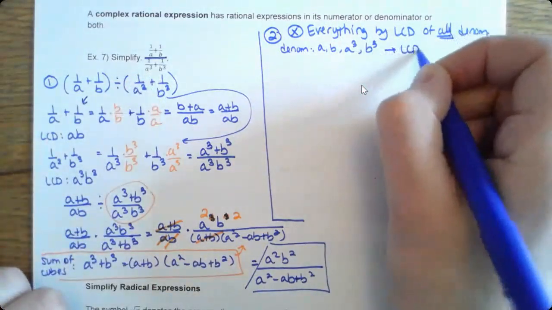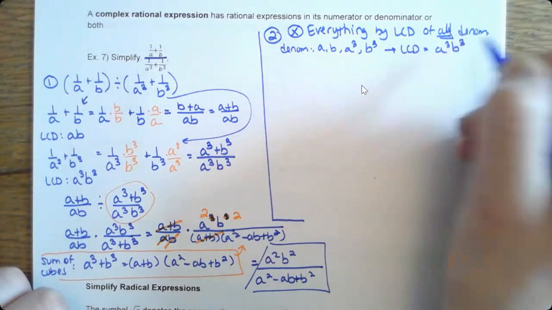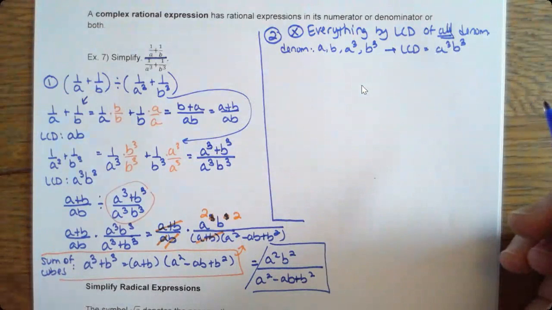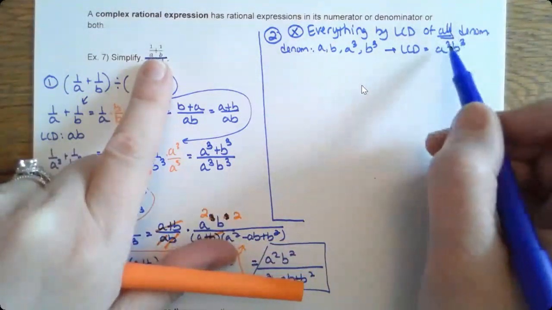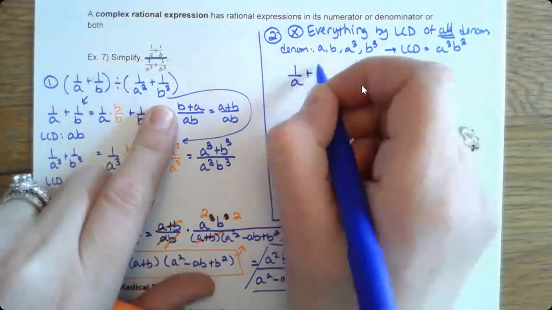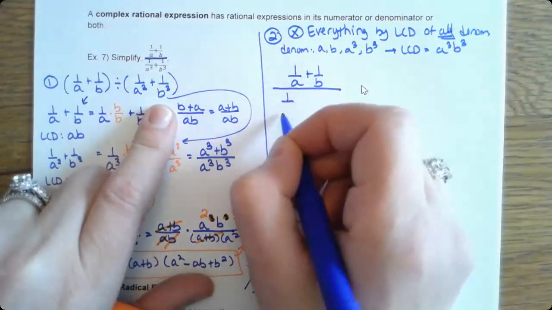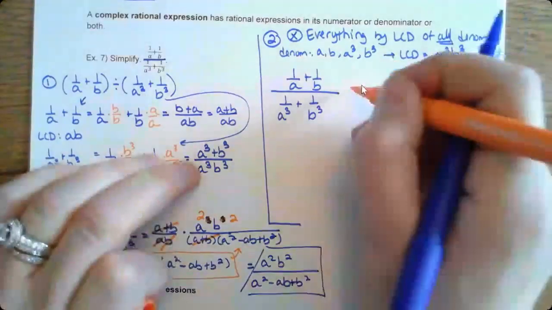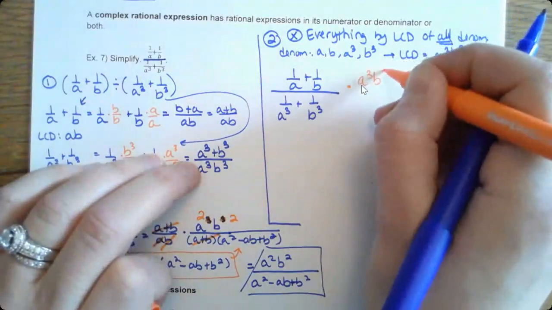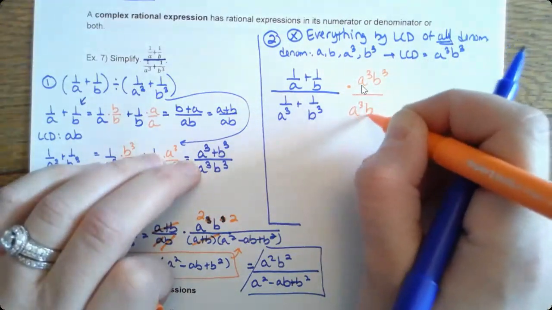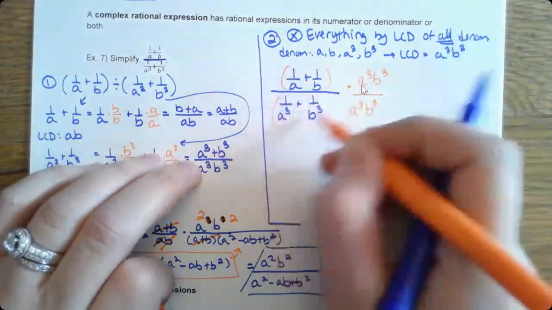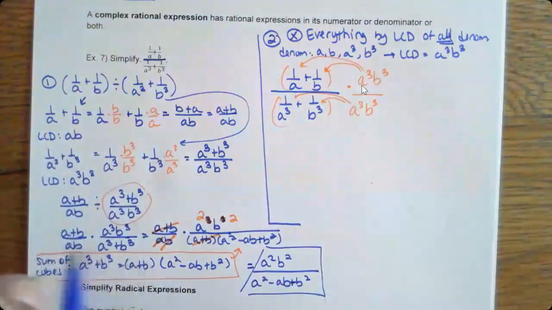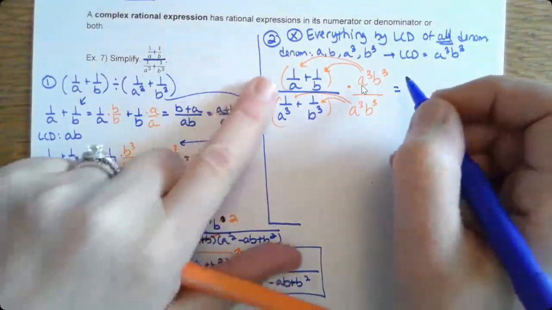So the LCD there is going to be a cubed, b cubed, right? Because I need both of those, but I don't need extra a's and b's. Those are already included. So I'm going to multiply my original by that LCD. I'll show you what that looks like. Okay, but don't forget that there really are parentheses here, so you do actually need to distribute through to all parts. So I'm just going to take a little bit of time and write this out.